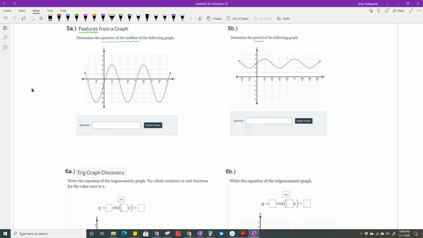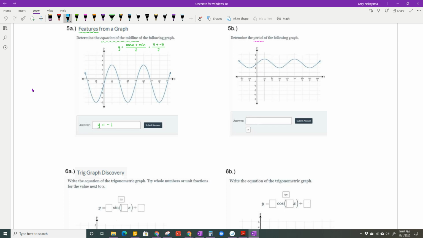All right, the equation of the midline is y equals, you've got to have y equals, the max plus the min over 2. So the max in my graph is 3. The min in my graph is -5. So 3 plus -5 is -2, divided by 2 is y equals -1. You will miss this problem if you don't put y equals. So pay attention to that.